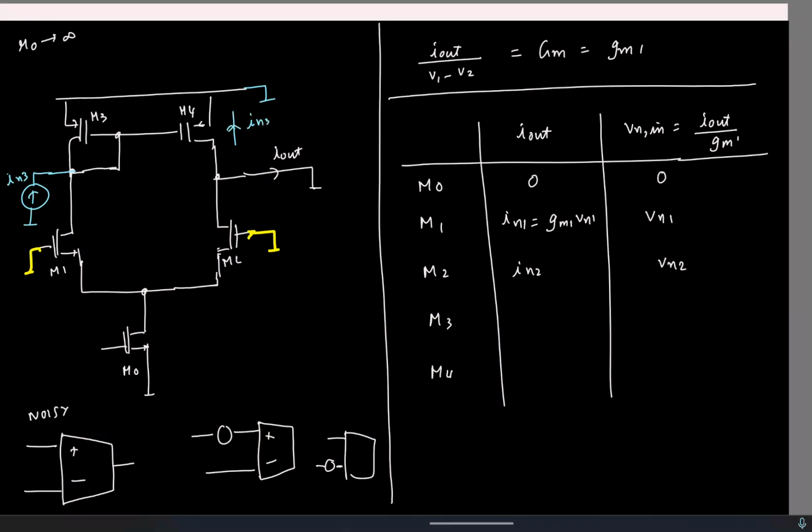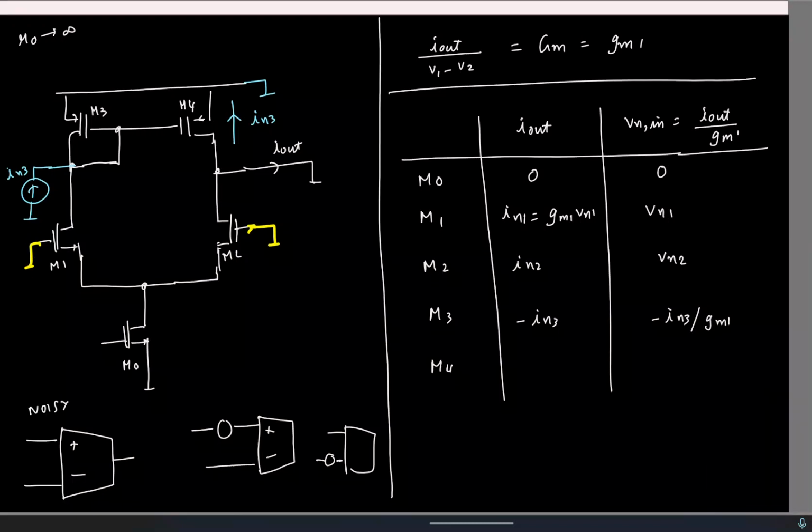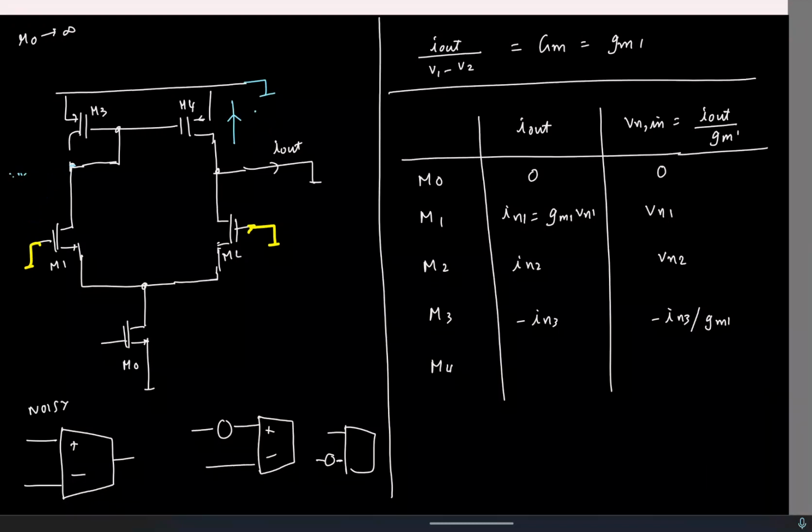What is the output short circuit current now? Look at the signs carefully. It always pays to be careful: it is minus IN3. If I refer it to the input, it's going to be minus IN3 by Gm.